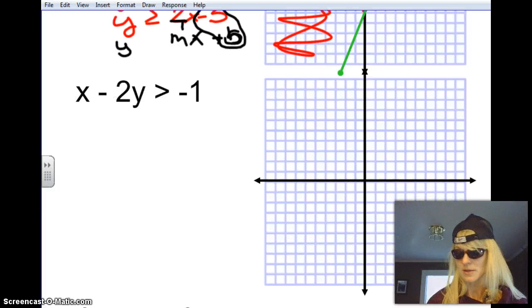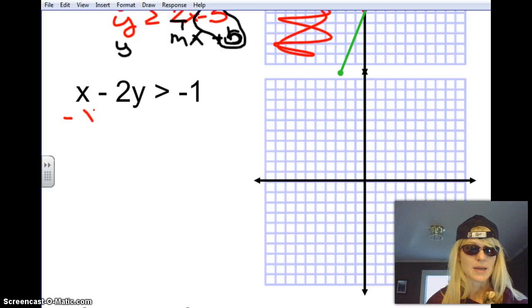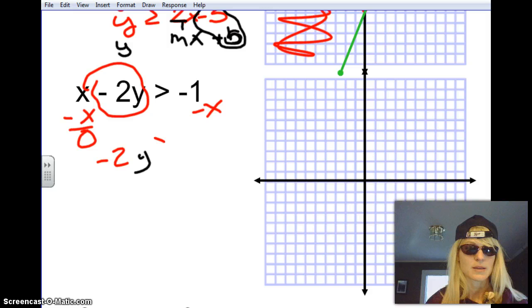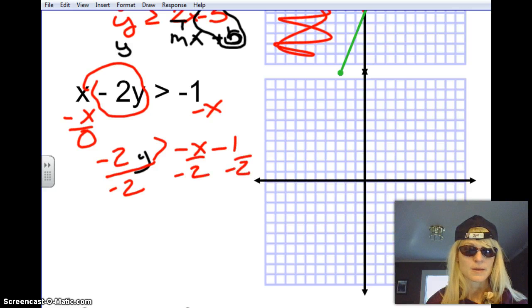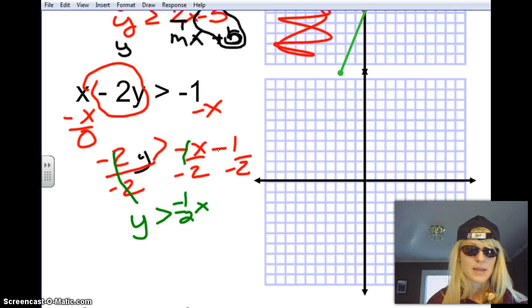Here we have, again, inequality. So again, I want this y by itself, so I'm going to move the x over here. So I'm left with, don't forget that sign in front, negative 2y is greater than negative x minus 1. We need y by itself, so we've got to divide by what's in front of it. And then everything gets divided by that. Okay? So if I go over here, negative 2 divided by negative 2 is 1y, or just y. Greater than, remember there's a 1 right there. Negative and negative, that's going to be a positive 1/2 x. And negative, negative gives me a positive 1/2.